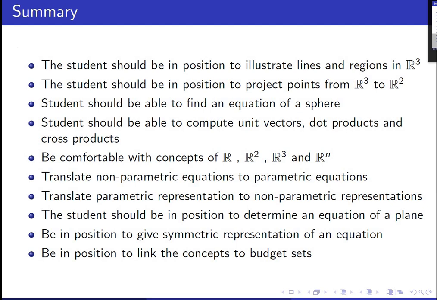So you need to move from non-parametric representation of equations to parametric equations, or move from parametric representations to non-parametric representation. And this is very important. You must be in a position to determine or work out an equation of a plane, and you must also be in a position to give symmetric representation of equations, and link whatever we have done to the concept of budget sets as well as investment sets.